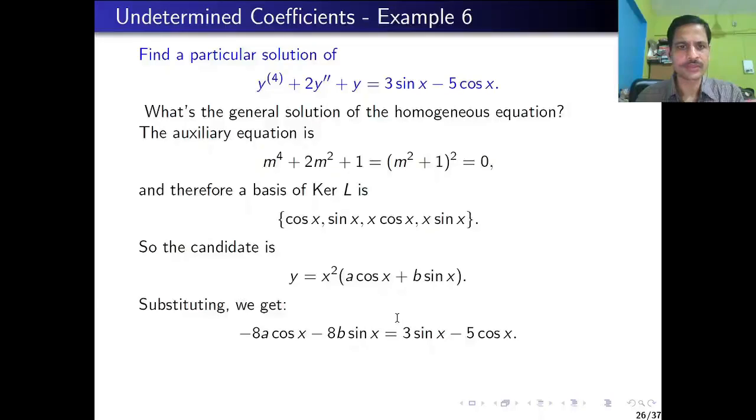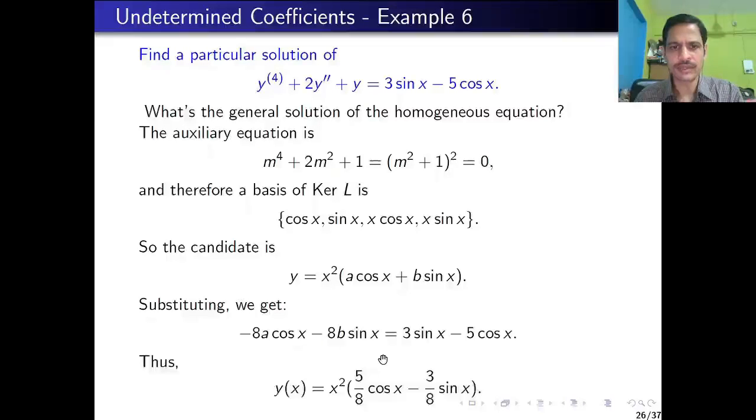So we substitute this candidate for particular solution in the non-homogeneous differential equation. Then we get this. We collect the coefficient of cos x and equate it to 0. We collect the coefficient of sin x and equate it to 0. This gives us the values of a and b. That value we put here to obtain the particular solution of this non-homogeneous ODE.